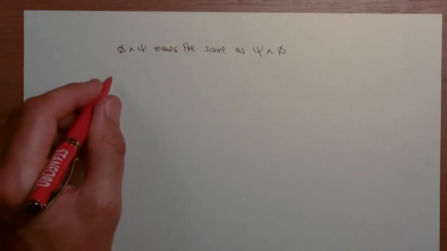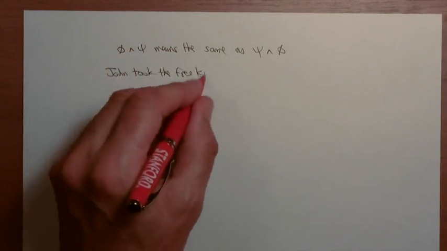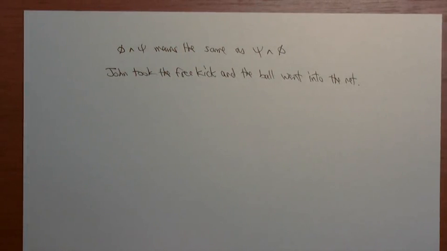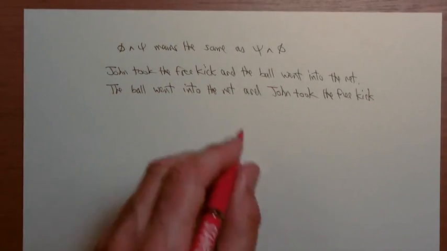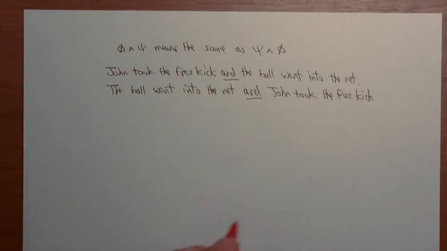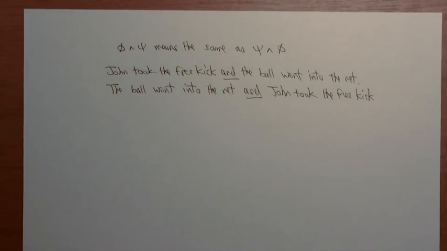For example, John took the free kick and the ball went into the net. That doesn't mean the same as the sentence, the ball went into the net and John took the free kick. They're both conjunctions, and the two conjuncts are the same. One of them is John took the free kick, the other one is the ball went into the net. But anyone who's familiar with soccer realizes that these two sentences have very different meanings. The fact is, in everyday English, the word and is not commutative. Sometimes it is, but not always.